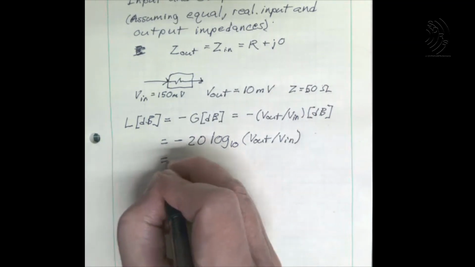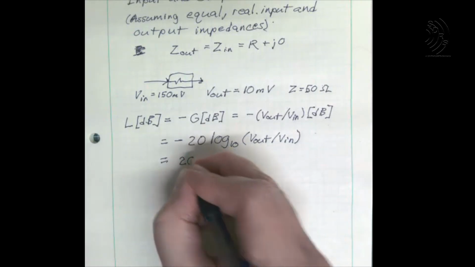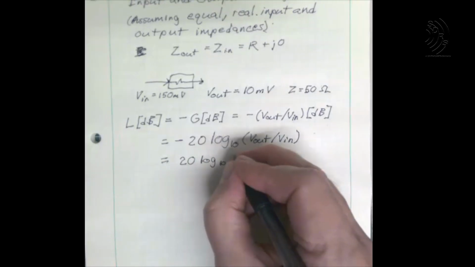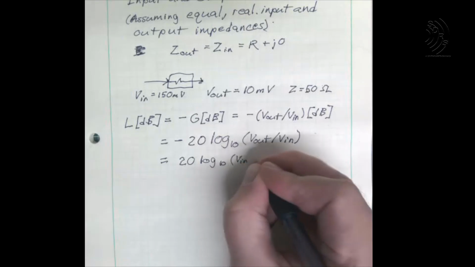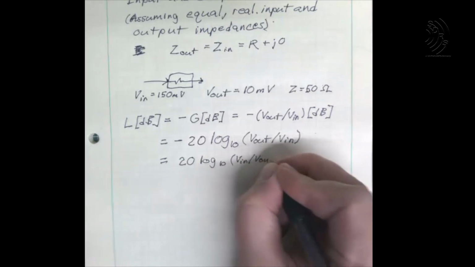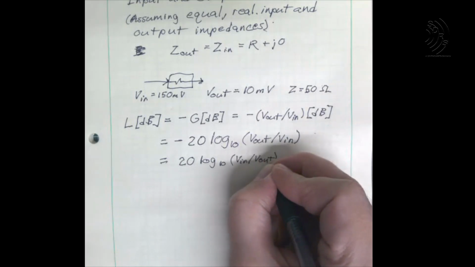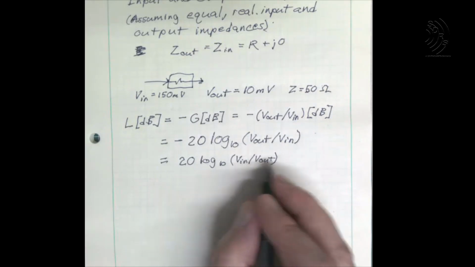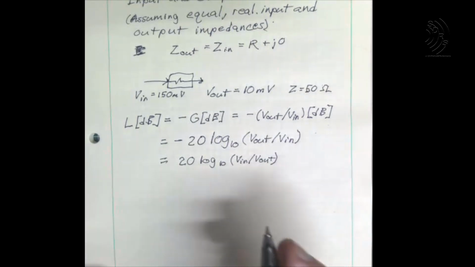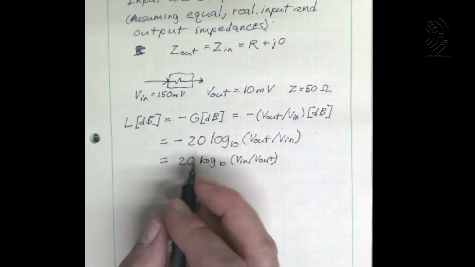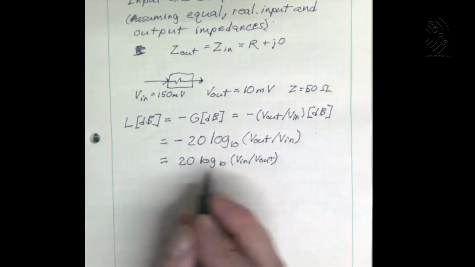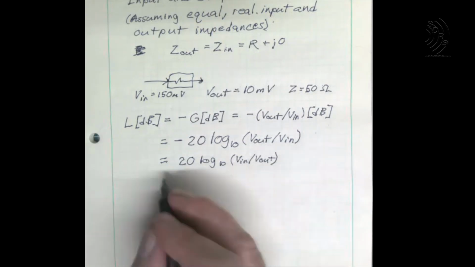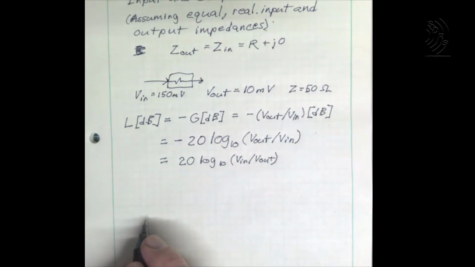And alternatively, we could write this as 20 log 10 V in over V out. So what we've done here is removed the negative sign, but we've changed the order. We're using the reciprocal of this ratio, and that has the same effect as removing the negative sign. So we can express the ratio in dB this way as well.